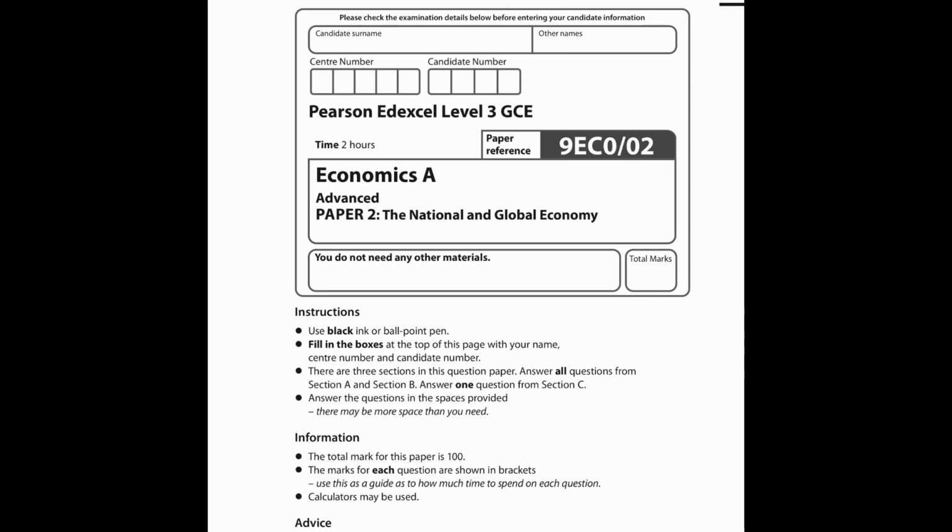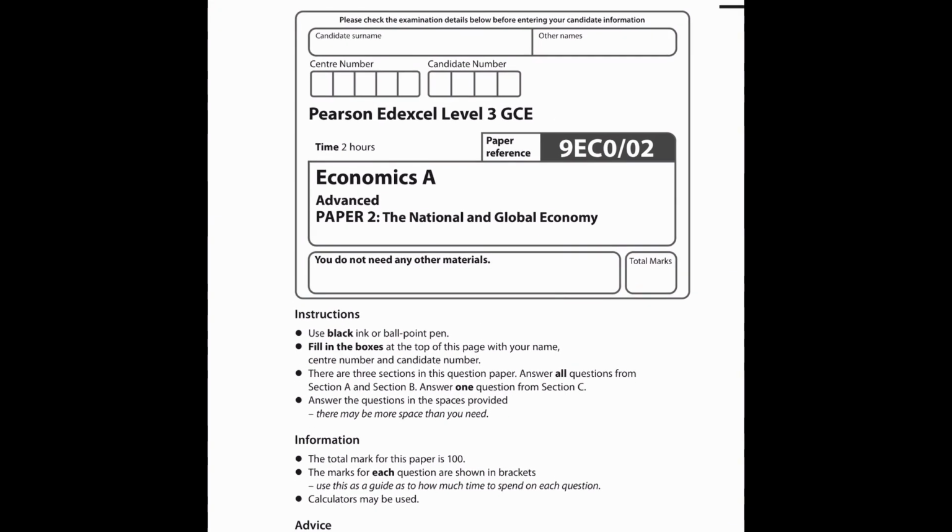It's a macro paper, the national and global economy for Edexcel, and you can tell because it's paper 2. I'm going to run through all of the reasoning behind answering each question and give you the answer that you need. Hopefully it helps you with some of the theory, and if you have any questions, as always, leave them in the comments and I will get back to you as soon as I can.